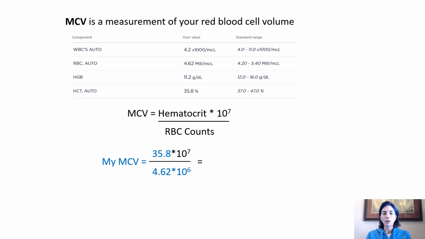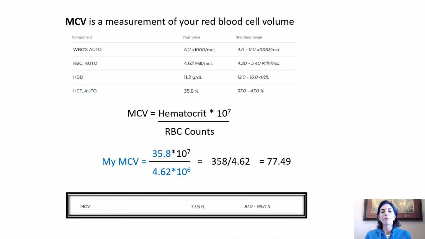And if you know that, then you can simplify this as 358 divided by 4.62. And if you plug that into a calculator, you get 77.49, which is exactly what my data showed. So my red blood cells are too small, a hallmark of iron deficiency anemia.